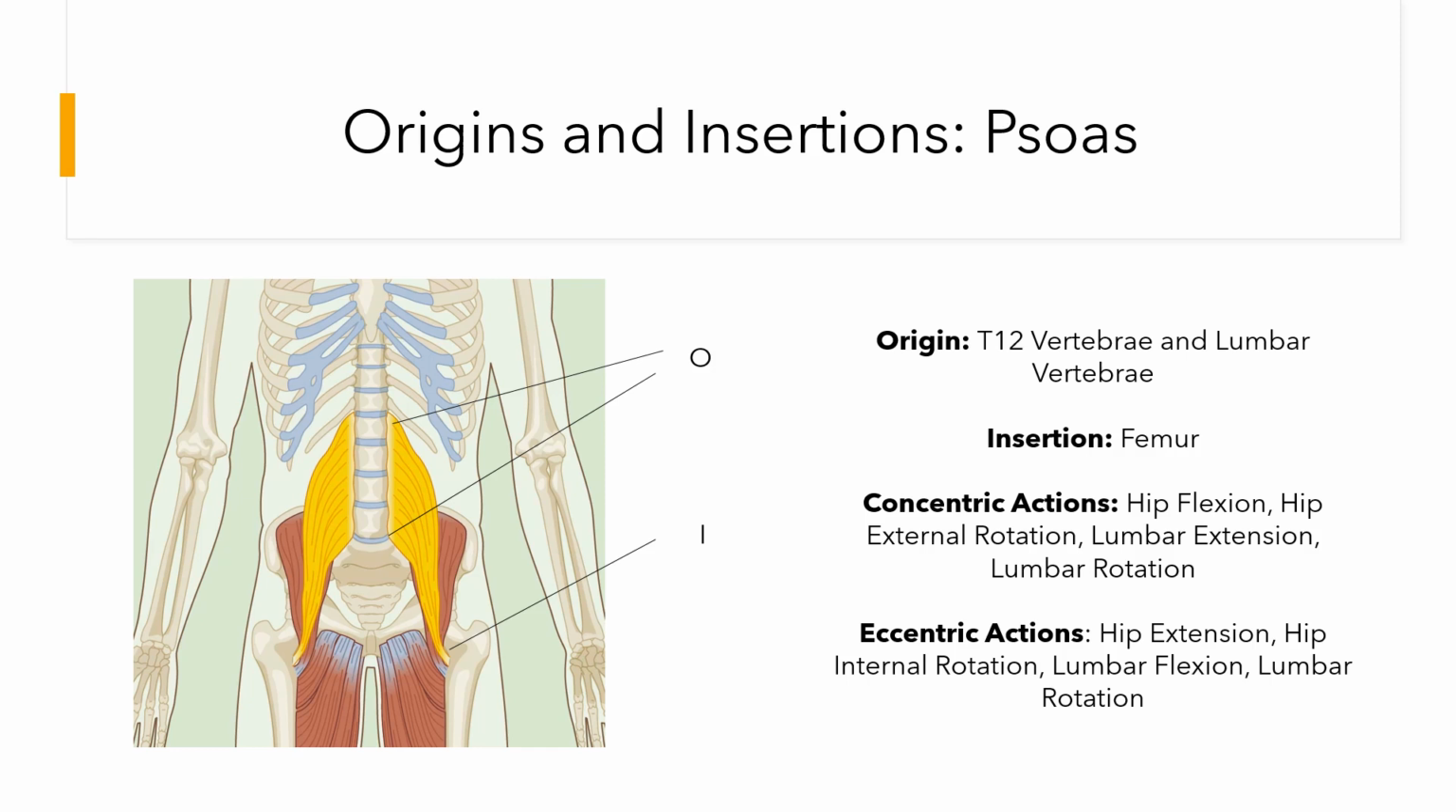So this is a very key muscle in terms of length-tension relationship when it comes to lumbopelvic dysfunction. So sitting at a desk all day is an example, causing certain muscles to shorten, such as the psoas, and certain muscles become long and weak, such as the abdominals and the glutes. Eccentrically, you're going to have hip extension, hip internal rotation, lumbar flexion, and lumbar rotation.